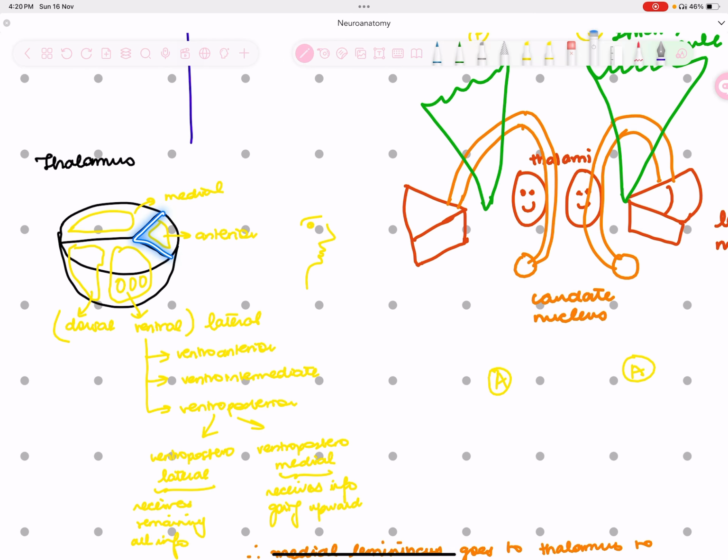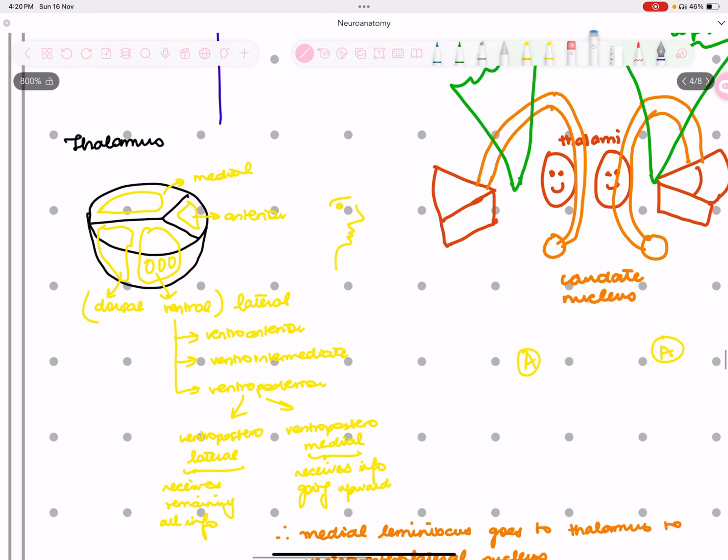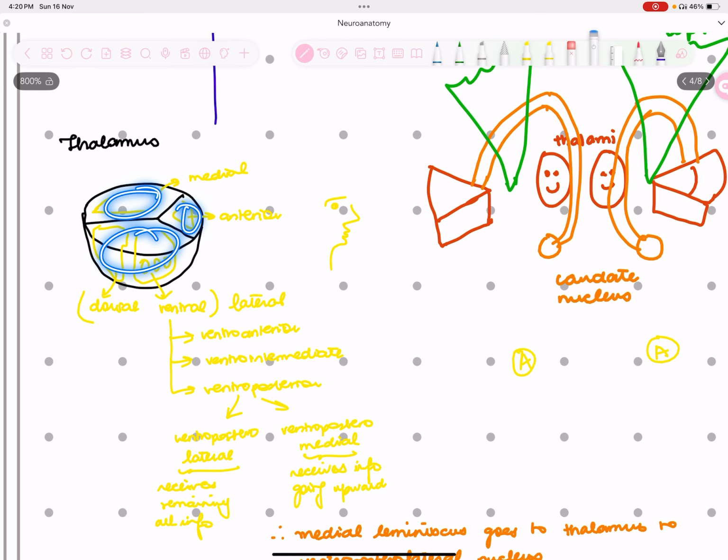So this is a Y-shaped gray matter in the thalamus. Now further, it has some divisions. This is its medial portion, this is lateral, and this is anterior, right? So medial, lateral, and anterior.